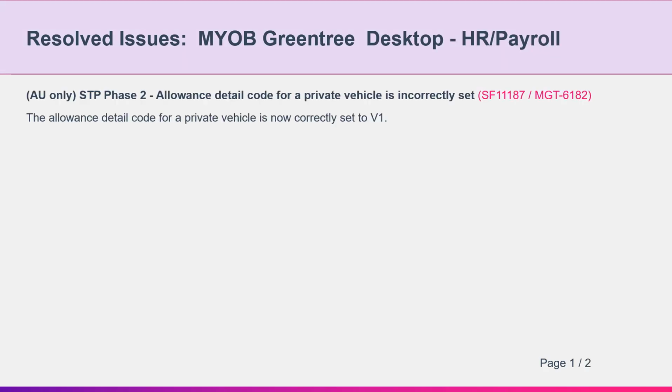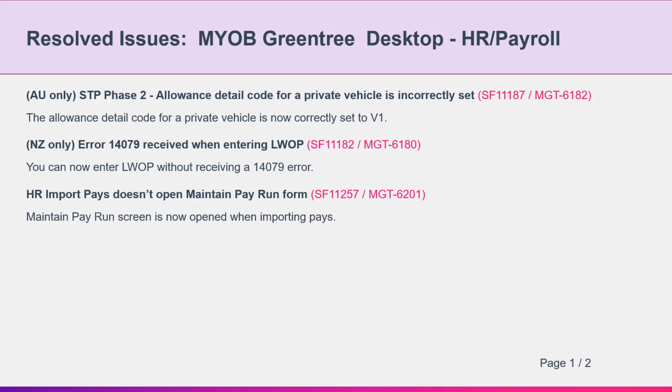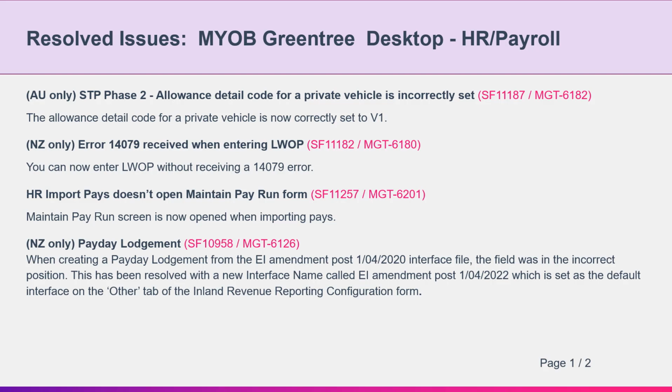For HR Payroll, for STP Phase 2, the allowance detail code for a private vehicle is now correctly set to V1. You can now enter leave without pay without receiving a 14079 error. The Maintain Pay Run screen is now opened when importing pays. When creating a payday lodgement from the EI Amendment Post 104-2020 interface file, the field was in the incorrect position.